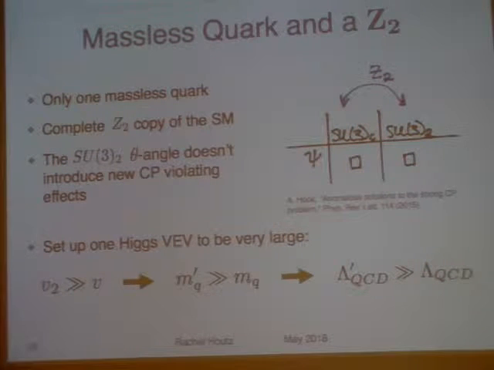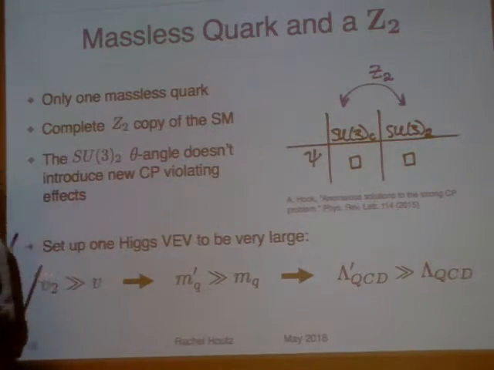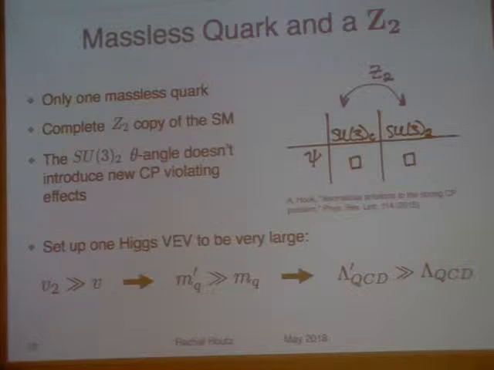And so in this sense, the two theta angles are related to one another. So if you absorb one, you absorb the other because they're related by the symmetry. So you don't need to introduce another massless quark. This Z2 copied the entire standard model. And so what he did is he broke the Z2 and set up one Higgs web to be much larger than the standard model Higgs.